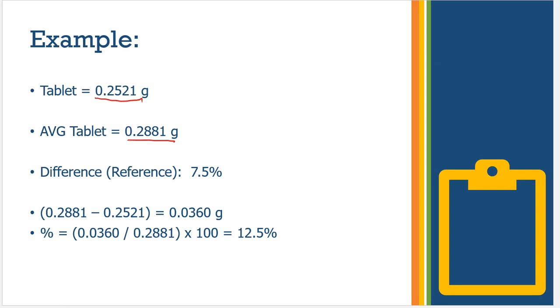So what they're going to do is take the average weight, 0.2881, and subtract the tablet mass. Again, you've got to do this 20 times because you've got 20 tablets. And then they're going to divide that, because that's your difference, by the average tablet weight.